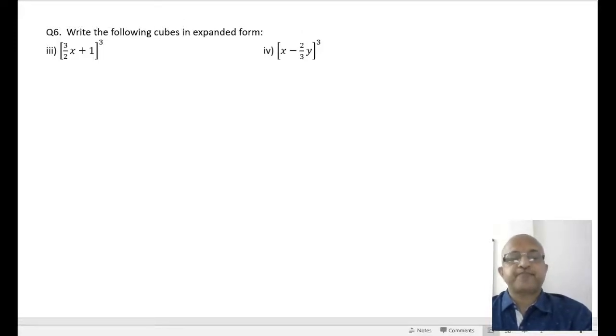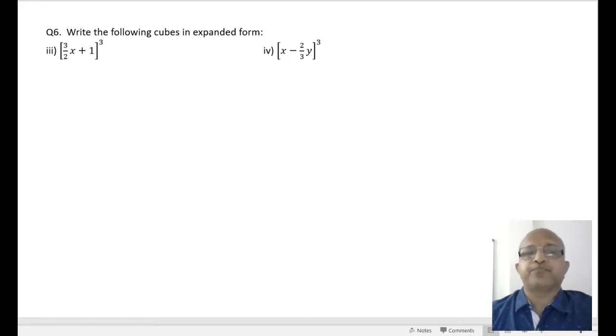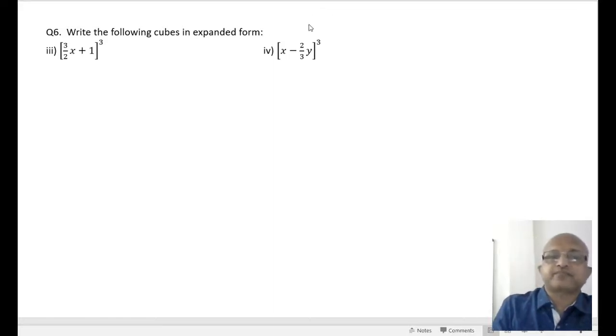Hello children. Now we'll see the next identity, how to utilize it. So here we have (a plus b) whole cube. Remember children, which identity we are going to use here? (a plus b) whole cube.